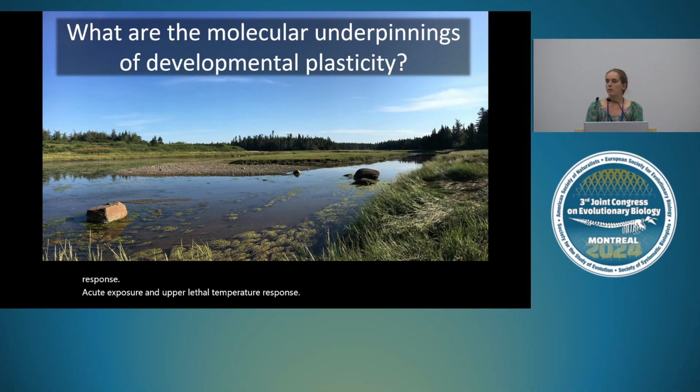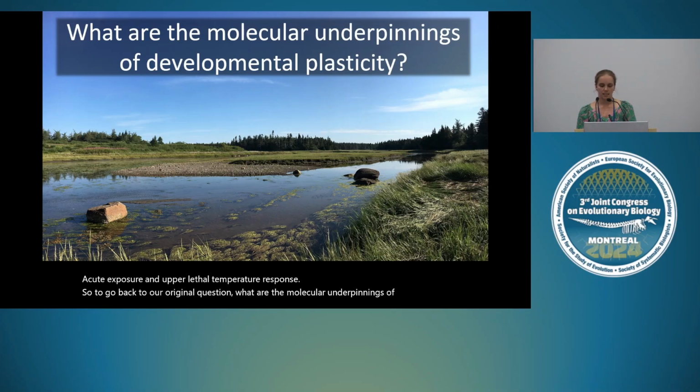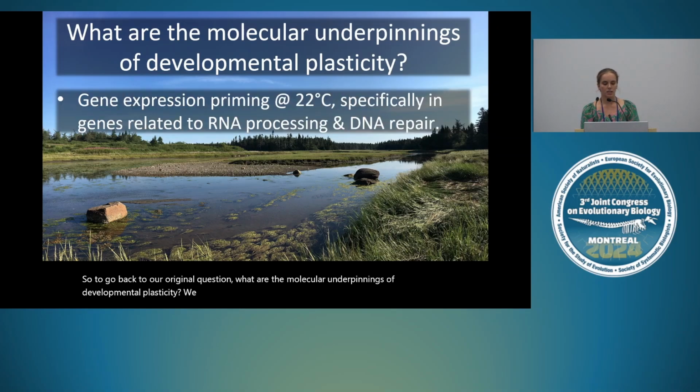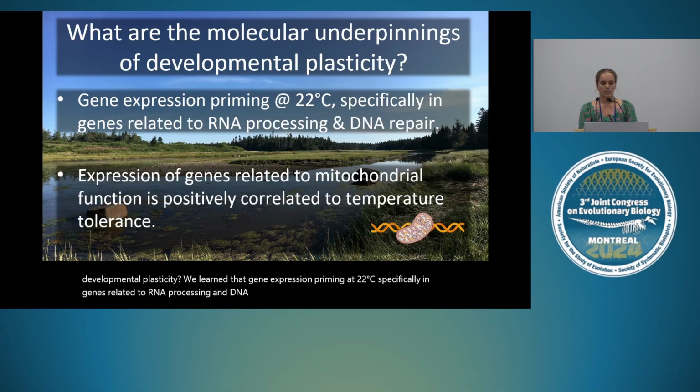So to go back to our original question, what are the molecular underpinnings of developmental plasticity? We learned that gene expression priming at 22 degrees Celsius, specifically in genes related to RNA processing and DNA repair, and expression of genes related to mitochondrial function is positively correlated to temperature tolerance.